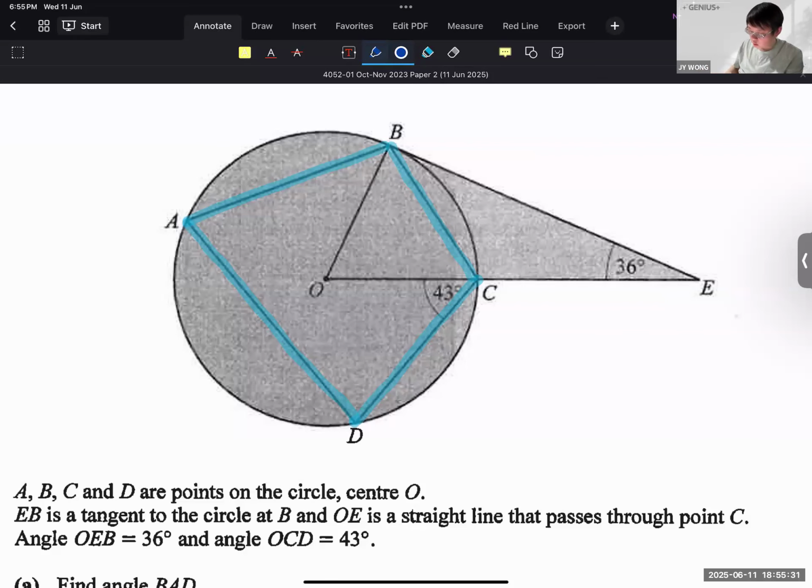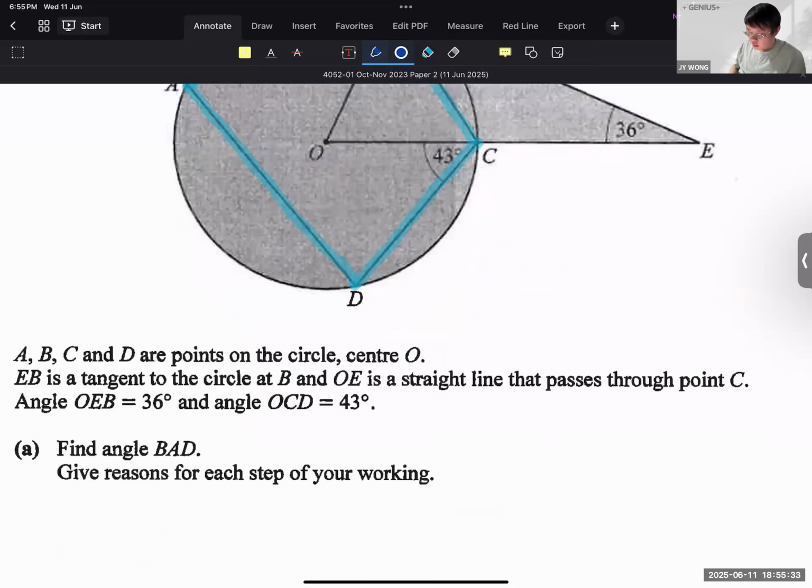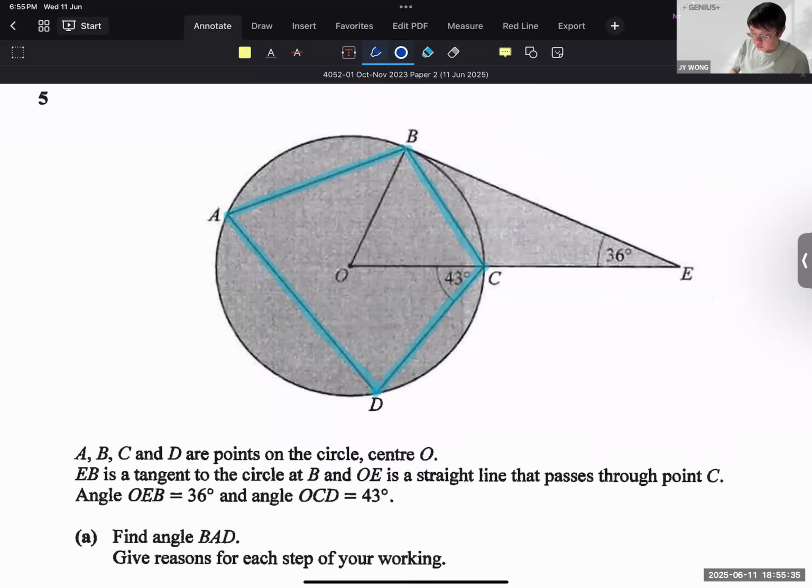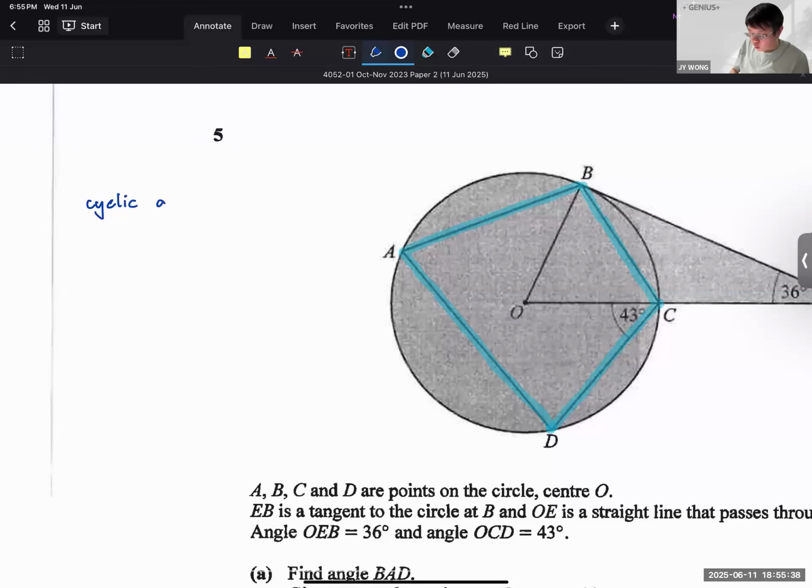So this is called a cyclic quadrilateral. Very good. What is a cyclic quadrilateral? A cyclic quadrilateral is a quadrilateral where all 4 vertices, that means all 4 points of the quadrilateral, lie on the circle. By lie on the circle, I mean lie on the circumference of the circle. So that is the definition of a cyclic quadrilateral.